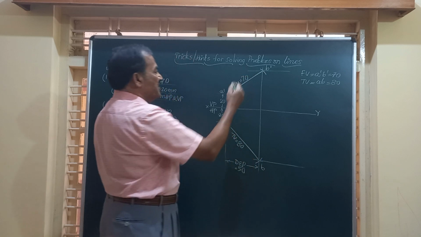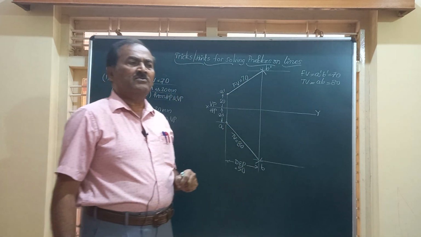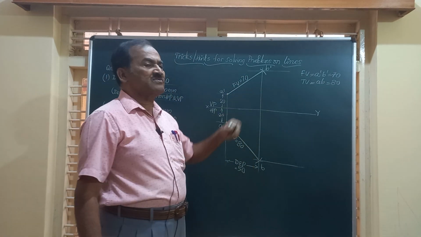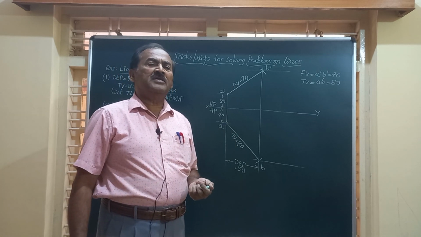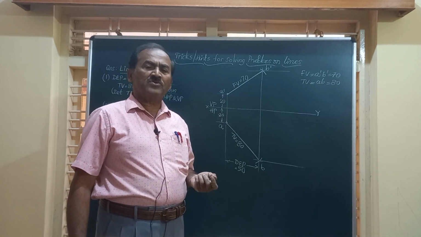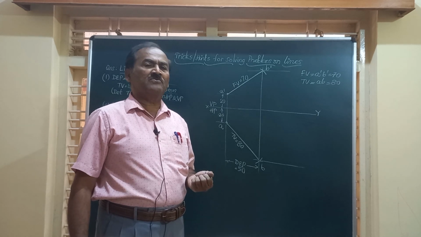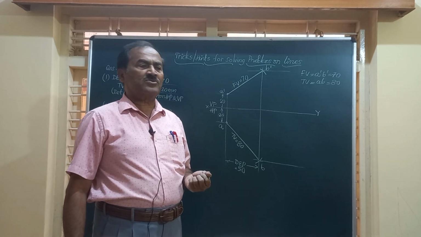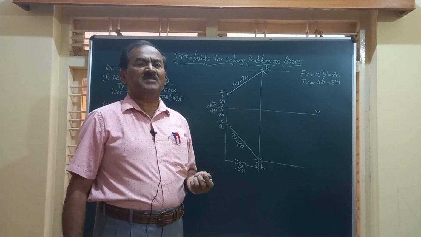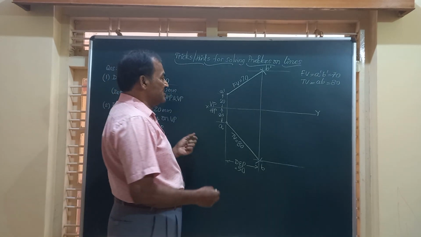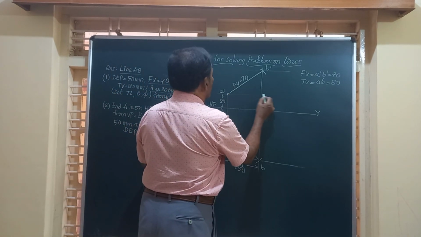So this is the front view and top view. Friends, after getting this front view and top view, it is very easy to obtain the true length of the line in both front and top views, and also the angle made by the line with HP and VP. Friends, this is the procedure we follow.